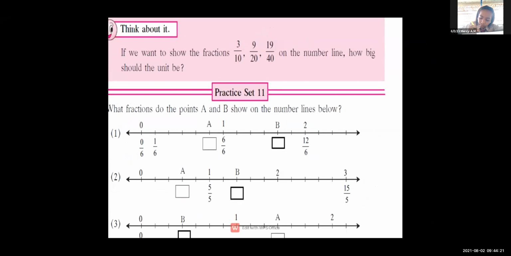Okay, students, now we will start with our practice set 11. Now the question is, what fraction do the point A and point B show on the number line below? Now this you have to solve in your textbook only, and you are going to give me the answers because I have explained so many examples regarding this type of sums. Now just wait a minute, I make the screen big.